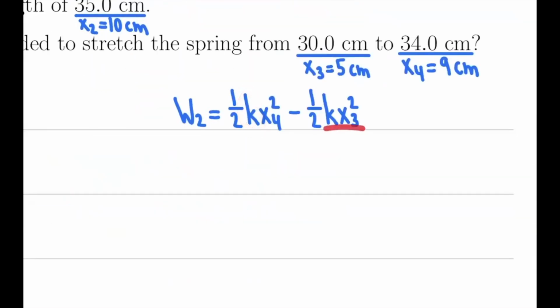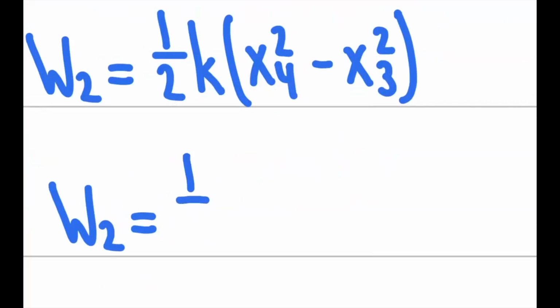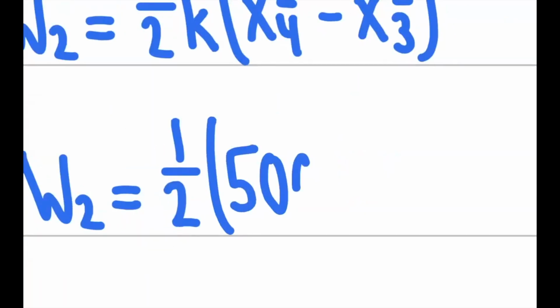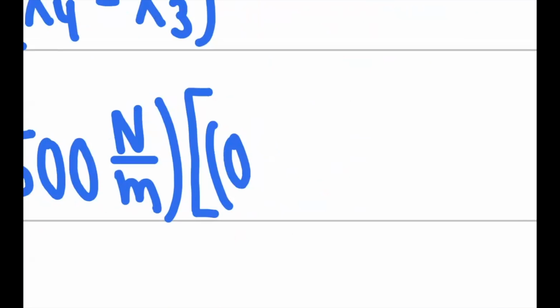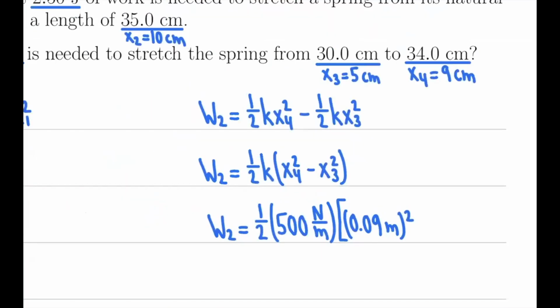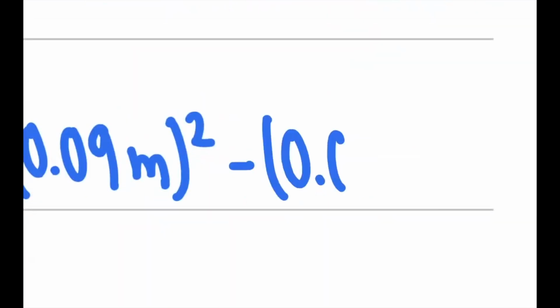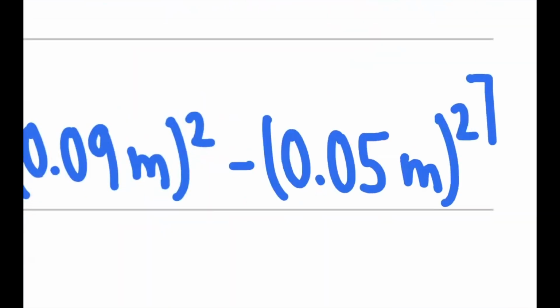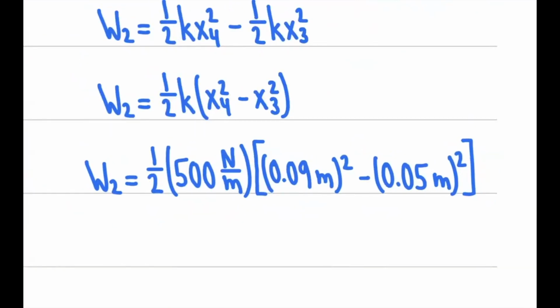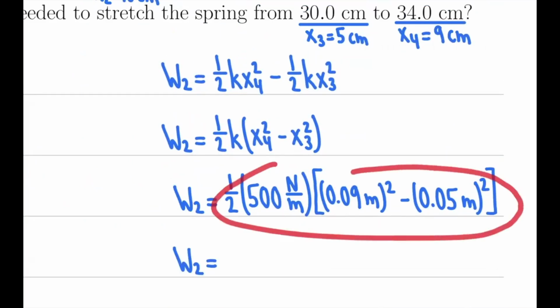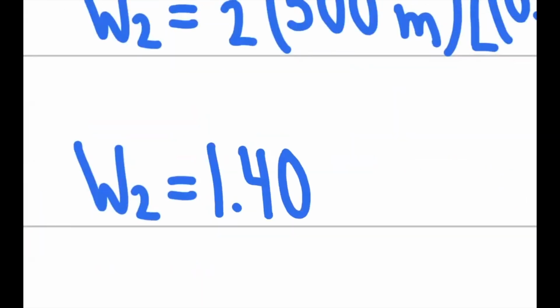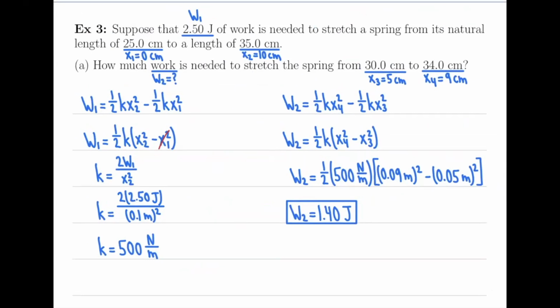So we have k. We can use that k here, and we know x3, x4, so we can find W2. I'm just going to factor out the 1 half k. So we have 1 half k, which we just figured out is 500 newtons per meter. x4 is 9 centimeters, so 0.09 meters, and we're squaring it, minus x3 squared, so 5 centimeters, which is 0.05 meters, and we're squaring. I would recommend converting centimeters to meters, everything to the right base units right off the bat, because you might forget it later. So if you put this in your calculator, you'll get W2 is 1.40 joules. That's the work needed to stretch the spring from 30 centimeters to 34 centimeters.